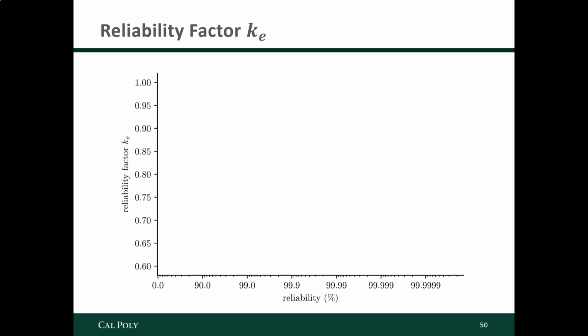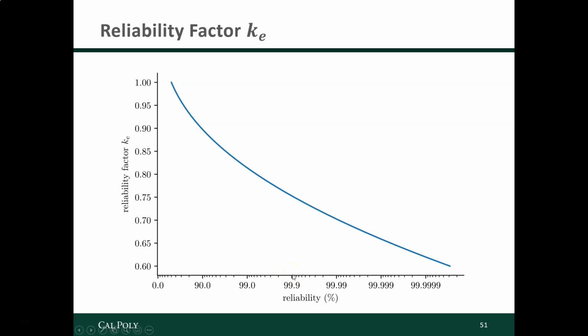And this here is going to be a plot of the reliability factor as a function of the reliability that you want. So here we have the reliability percentage on a sort of logarithmic scale approaching 1.0 or 100%. And the reliability factor is given on the vertical axis. And this is what the plot looks like. At a reliability of 50%, the reliability factor is 1. You don't have to reduce the endurance limit if all you need is a reliability of 50%.